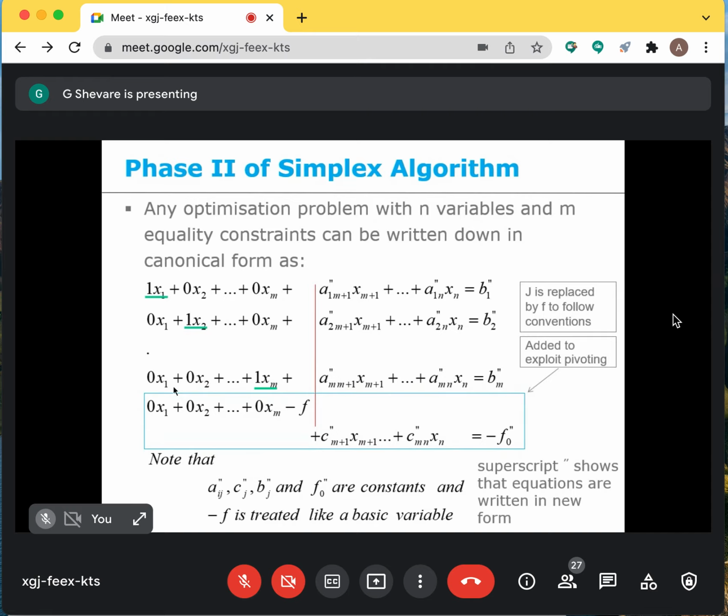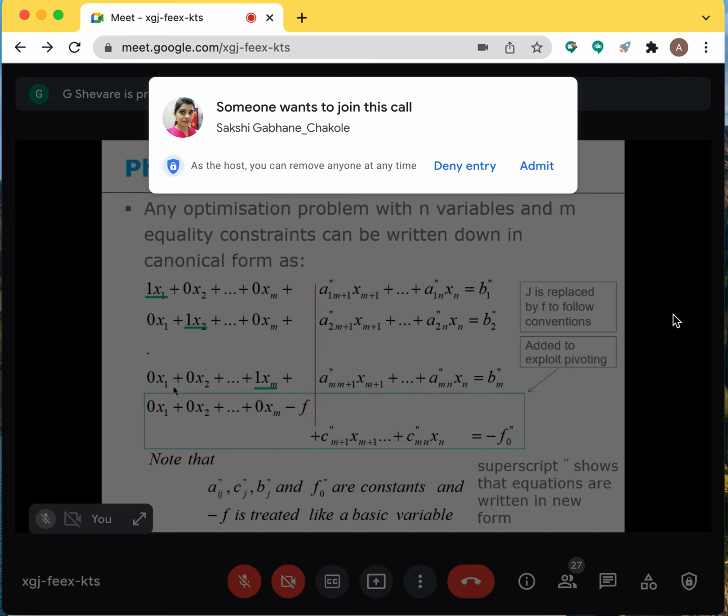And F naught is the value of J or F with the earlier values of x. So, for example, x1 is b1, x2 is b2, etc., because I'm going to put x(m+1) equal to 0, x(m+2) equal to 0, etc. So you come to this level of equations. Remember, how to arrive at this equation is a different thing altogether, and that is called phase 1 of the simplex algorithm, which we are not talking about for the time being. So given m equations and n variables, arrive at this format of these equations.